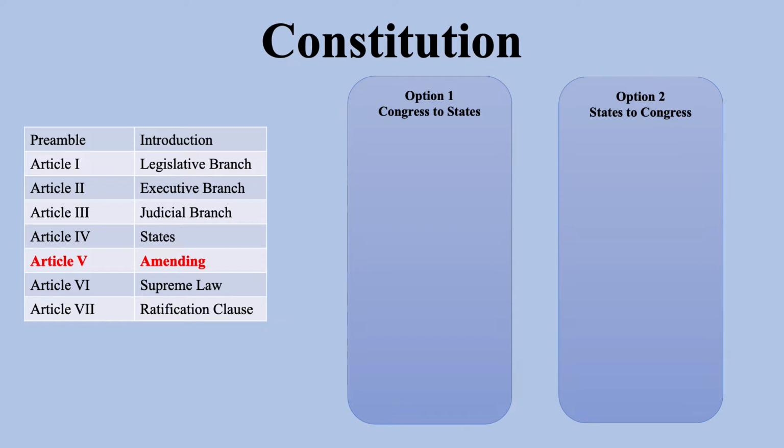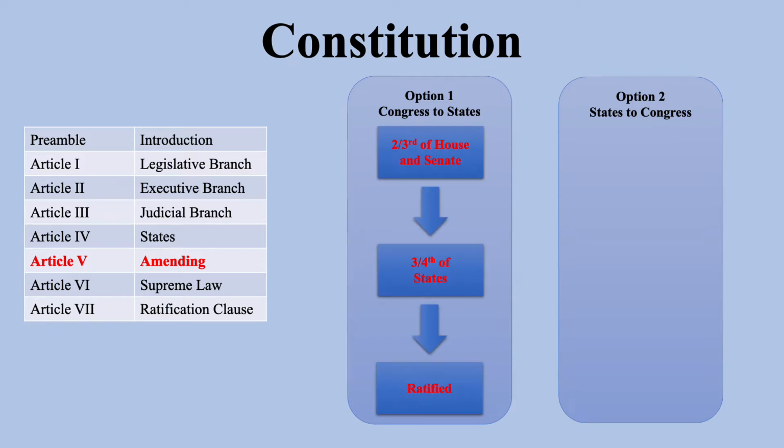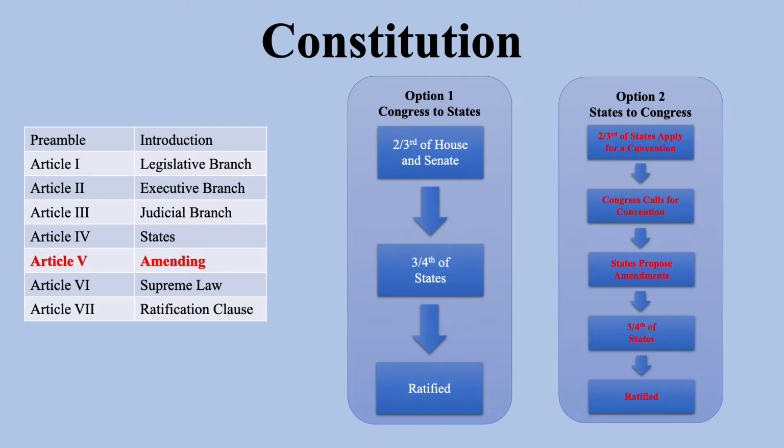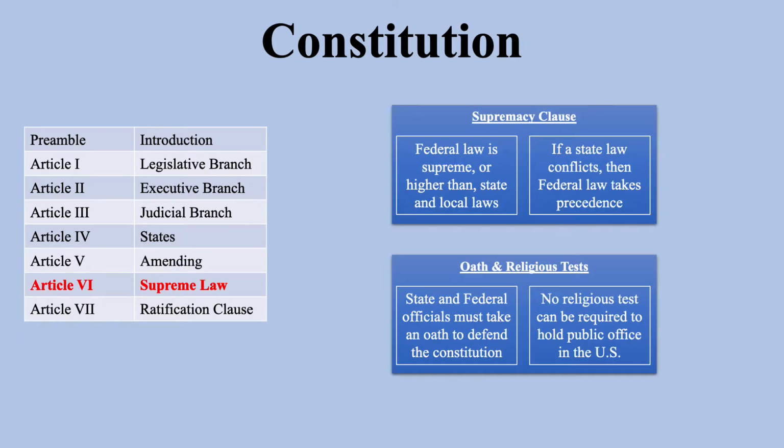It provides 2 options for amending the Constitution. Option 1 provides for amendments to be originated by Congress and then sent to states for ratification. And Option 2 provides for the states to originate an amendment to the Constitution through a convention. So Option 1 is top-down from Congress, and Option 2 is bottom-up from the states.